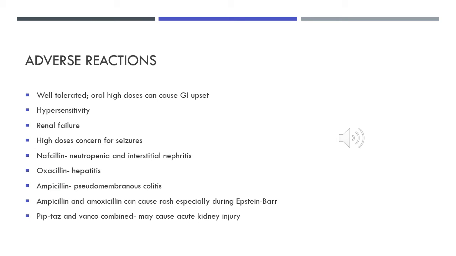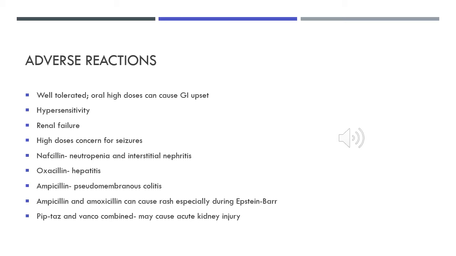Because we're talking about a lot of different formulations and medications in this group of penicillins, I'm just going to give you the highlights here. Generally speaking, they're fairly well tolerated, especially oral dosing. Oral dosing in high doses can cause GI upset. With both oral and IV, we can see some hypersensitivity reactions, but a true anaphylactic reaction is very rare. I know people want to talk about having penicillin allergies, but they're generally hypersensitivity.